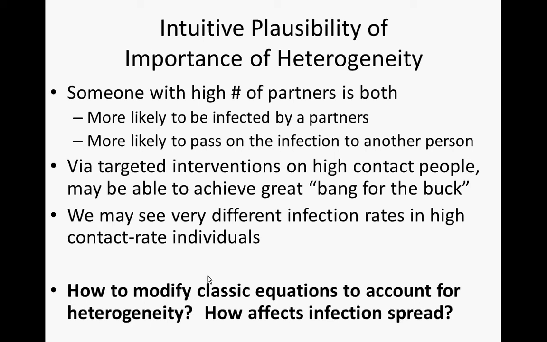And as a result, we could see very different infection rates in high contact individuals than people with lower numbers of contact. We'd often expect to see larger rates of infection there, and for those rates, they spread it on more readily. Now, we're going to ask later how to modify classic equations, the sort of equations we wrote down earlier, to account for this sort of heterogeneity. How does this affect infection spread?